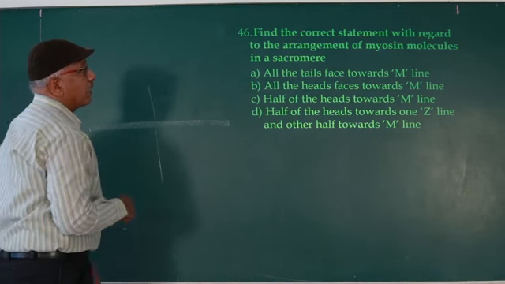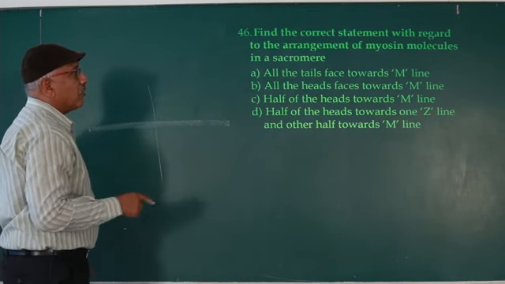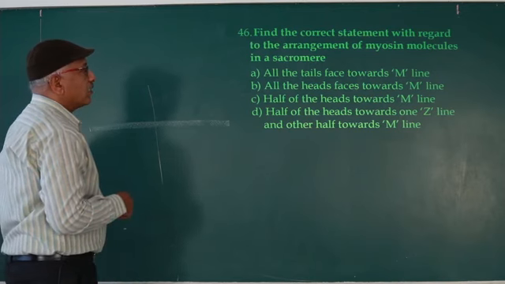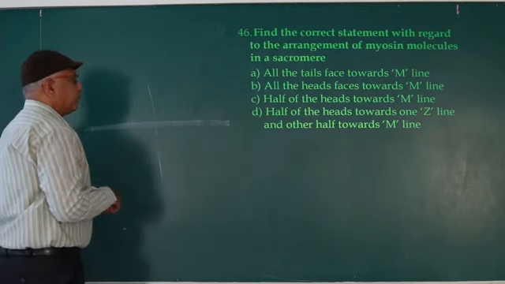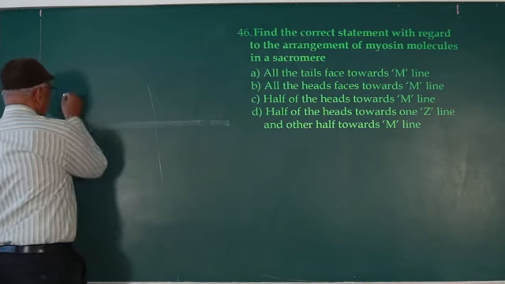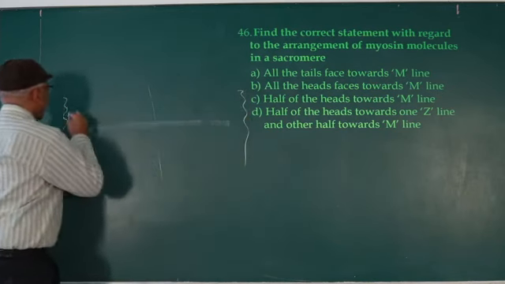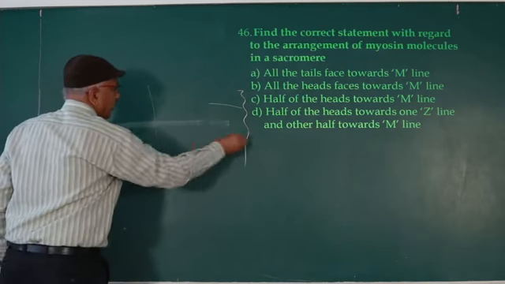Find the correct statement with regard to the arrangement of myosin molecules in a sarcomere. All the tails face towards the M line. So it is the half of the I band. These are the actin filaments.